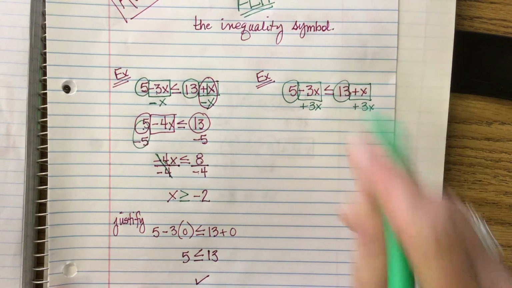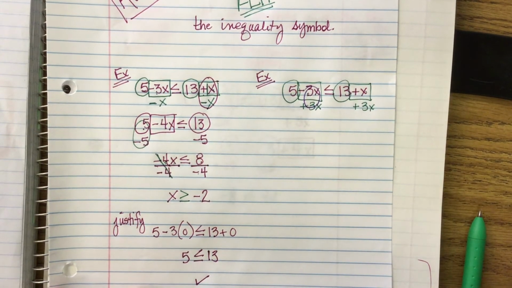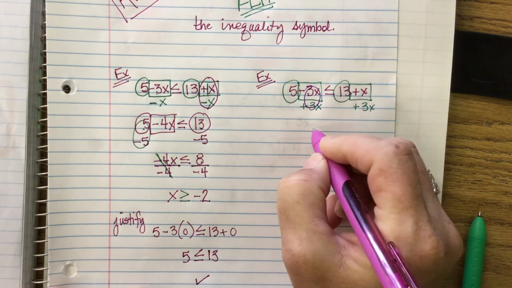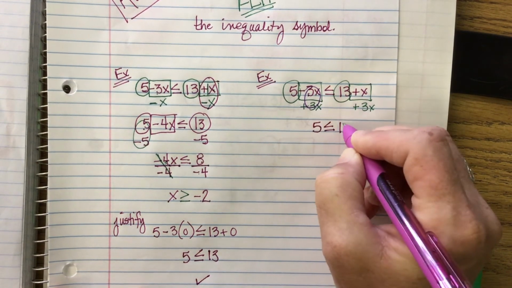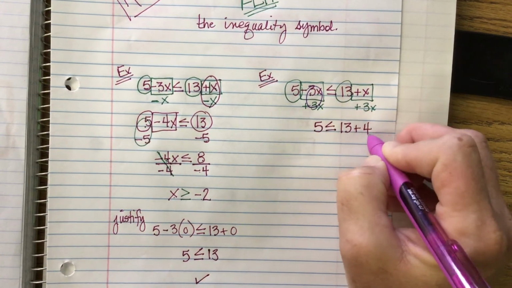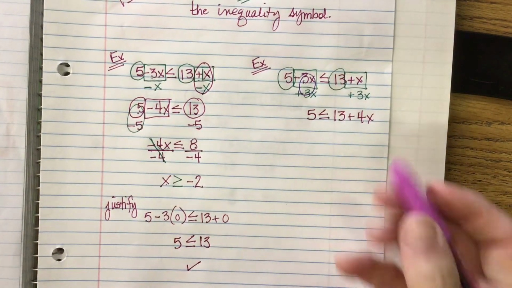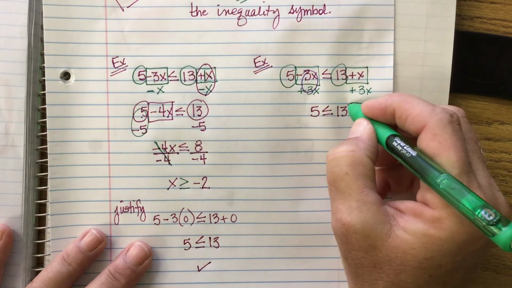So this adds up to 0. And now I'm always going to rewrite. I get 5 is less than or equal to 13. x plus 3x, that's right, is 4x. Okay. So now what I want to do is box again.